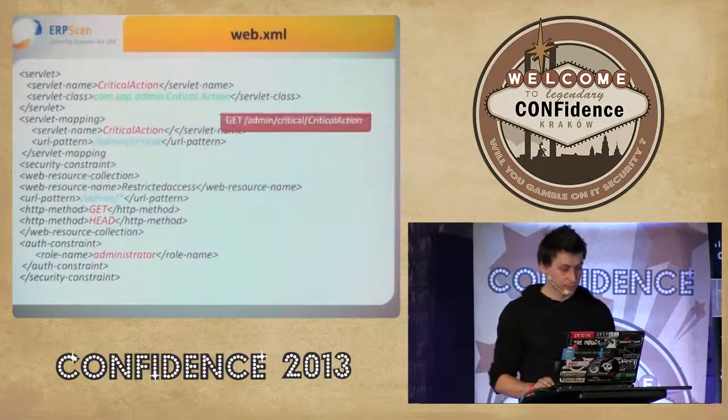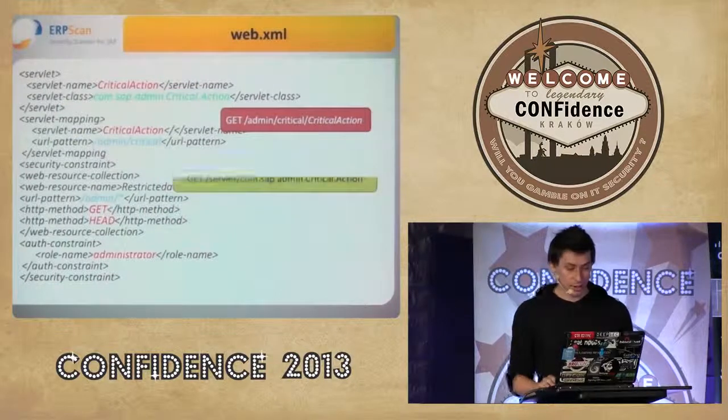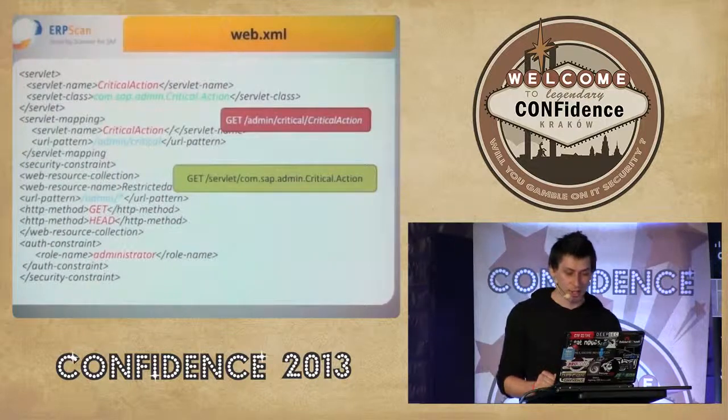And this is a normal request. This is a request through invoker servlet. So the invoker servlet lets us call any servlet by its class name only, and so we can bypass the URL pattern and bypass authentication.